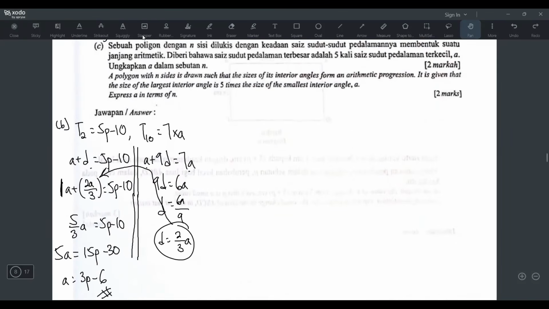Okay. Soalan C. I'll do it here. A polygon with n sides is drawn such that the size of the interior angles form an arithmetic progression. Oh, so it's a polygon, but they never say how many sides. It could be 5 sides, it could be 7, 8, 9, 10, I don't know. But the size of the interior angles form an arithmetic progression.